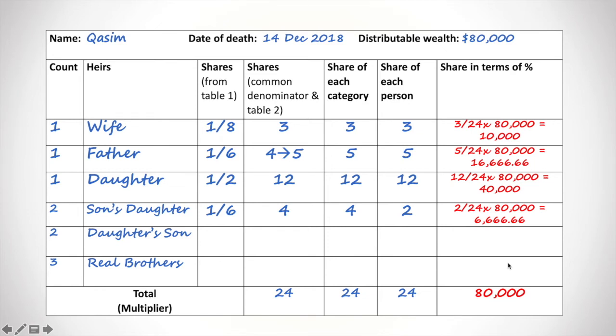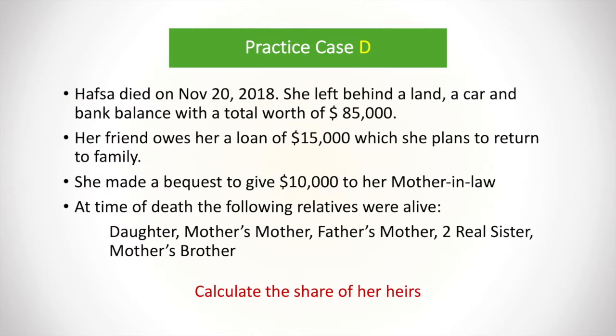Let's move on to the next case. Hafsa died on November 20th, 2018. She left multiple things in her wealth, and the total worth of her miras is $85,000. Her friend owes her a loan of $15,000, which she plans to return to the family now. Hafsa had also made a bequest to give $10,000 to her mother-in-law as a will.